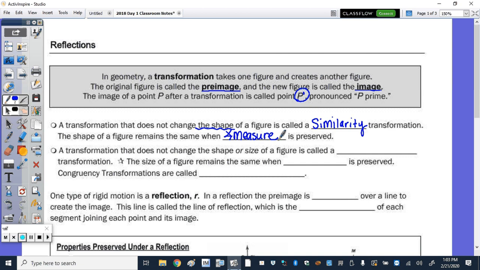A transformation that does not change the shape or size. Okay. This one, again, did not change the shape. This one does not change the shape or size. That's called a congruent transformation. So this time, in order to keep the size the same, we have to preserve distance or length.